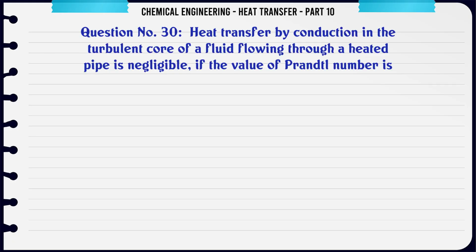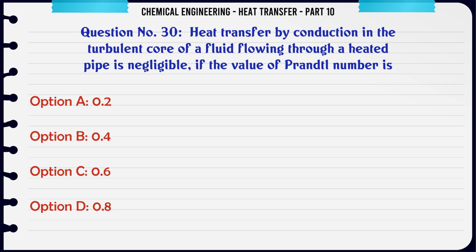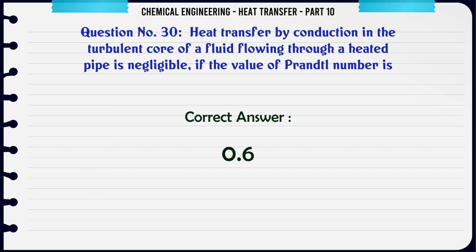Heat transfer by conduction in the turbulent core of a fluid flowing through a heated pipe is negligible if the value of Prandtl number is A. 0.2, B. 0.4, C. 0.6, D. 0.8. The correct answer is 0.6.